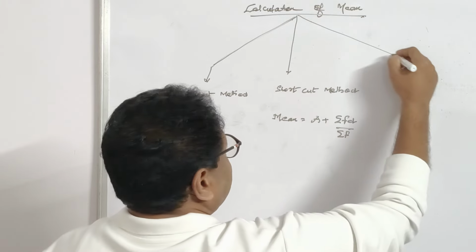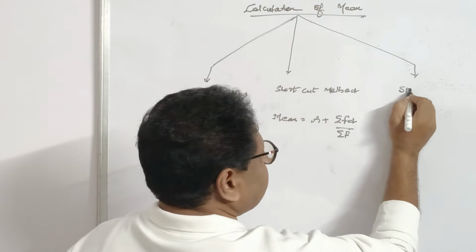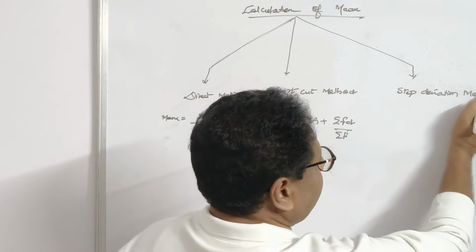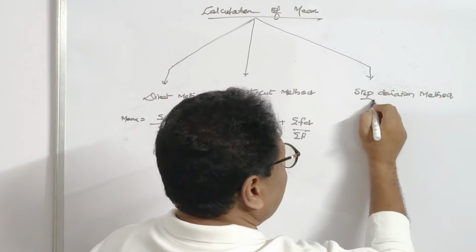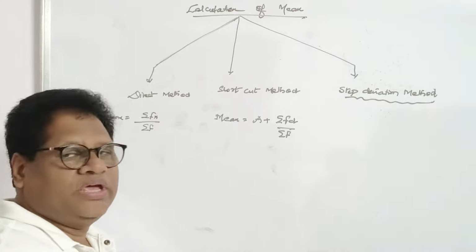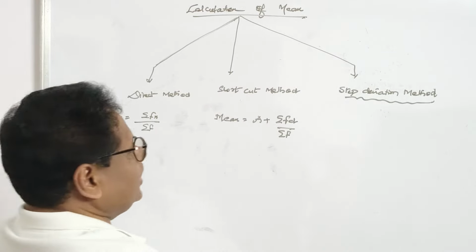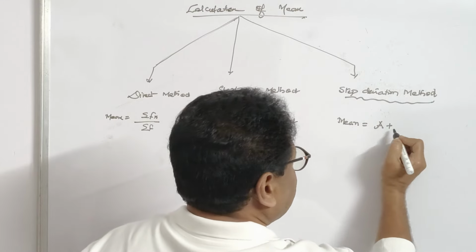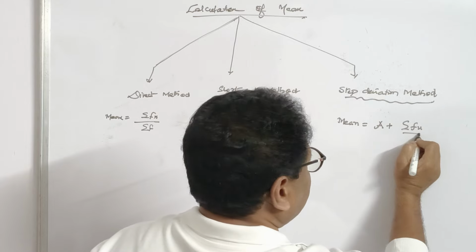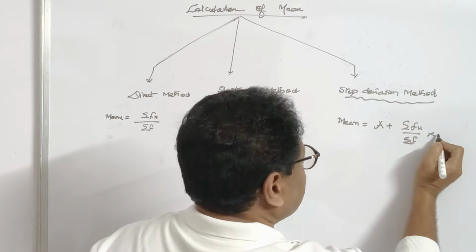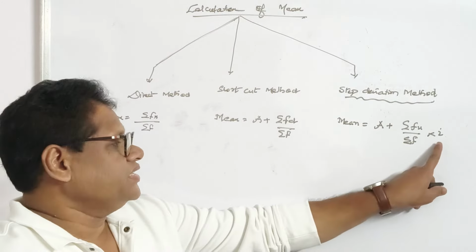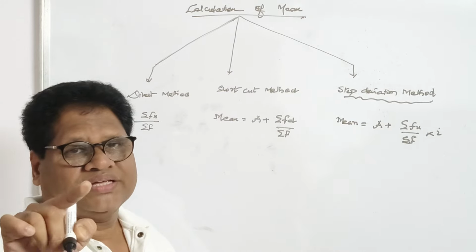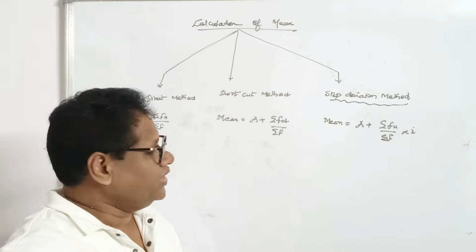The third is the calculation of mean by the step deviation method. Whatever method you adopt, the result is not going to change; the result is going to be the same. For this we have the expression: mean equals a plus sigma fu by sigma f into i. Here i is the class size, and u is the ratio of x minus a divided by i.